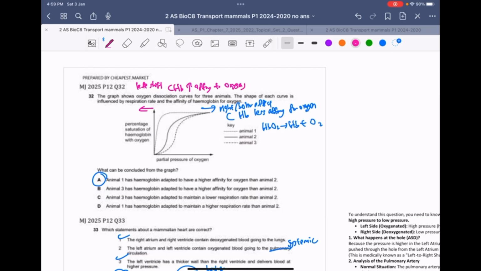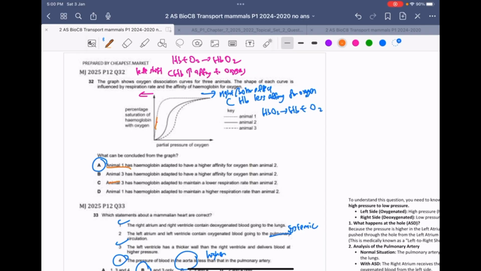So this means that the hemoglobin tend to bind to the oxygen to form the oxyhemoglobins. So this number is A, because the animal 1 refers to this curve, right? This animal 1 is left shift. So they have a higher affinity for the oxygens than the animal 2.